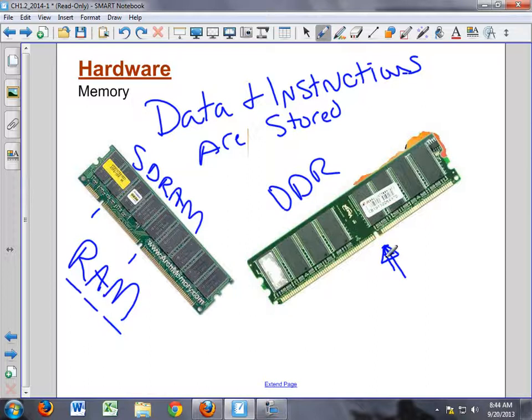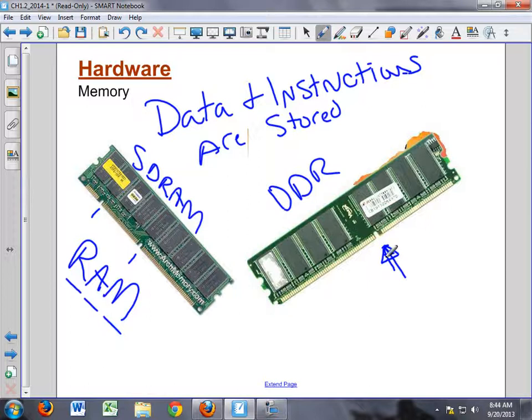And your motherboard can only take one kind. It'll only take DDR2, or only take DDR, or only take DDR3. They're of different speeds, and we're going to learn what those are, and I'm not going to write all this down. But memory is where the data and instructions are stored by the CPU while it's working.